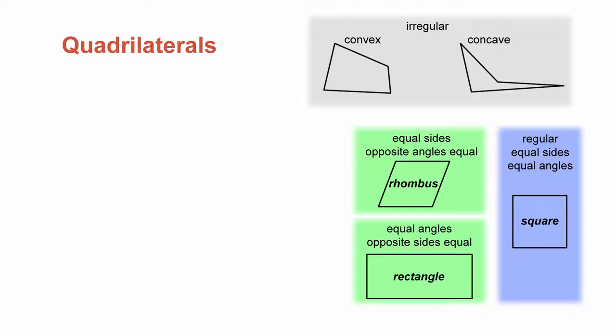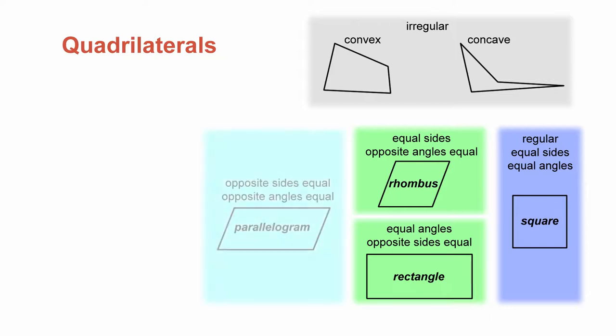So what happens if I combine the opposite side and opposite angle conditions from these two shapes? I get a parallelogram. A parallelogram has opposite sides equal and opposite angles equal. A rhombus is a special kind of parallelogram where all the sides are the same length. A rectangle is a special kind of parallelogram where all the angles are the same 90 degrees. And a square is a special kind of parallelogram where the four sides are equal length and the four angles are equal in size.